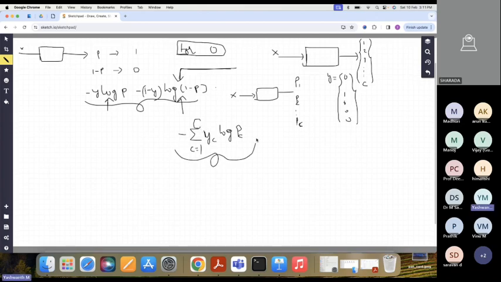Remember here also only one term will be active, right? Depending upon where this y, wherever this one is. I mean, you have the ground truth, right? That corresponding to this input, you know which output is one. So only that will be active, others will be zero. Right? This is the case for multi-class. So any questions on this?